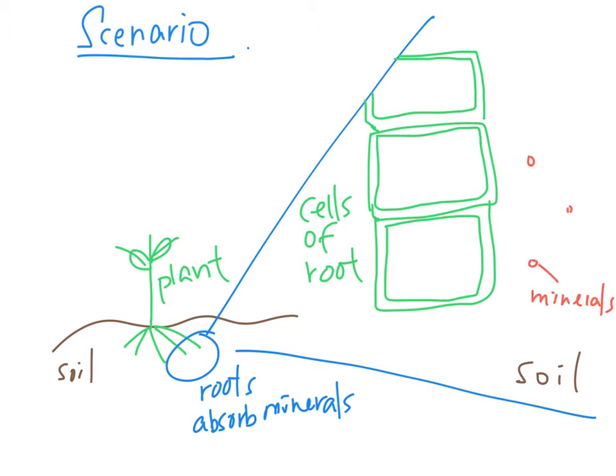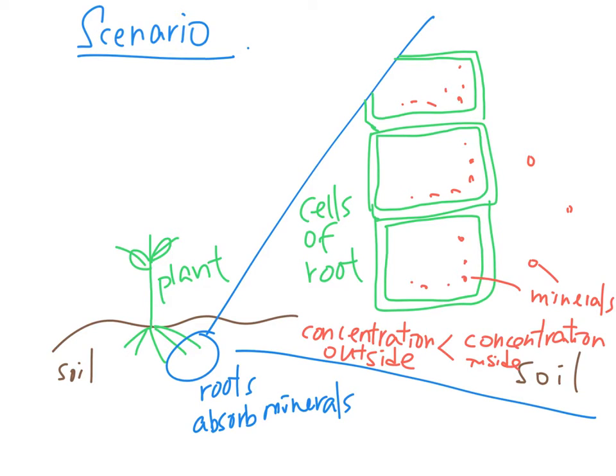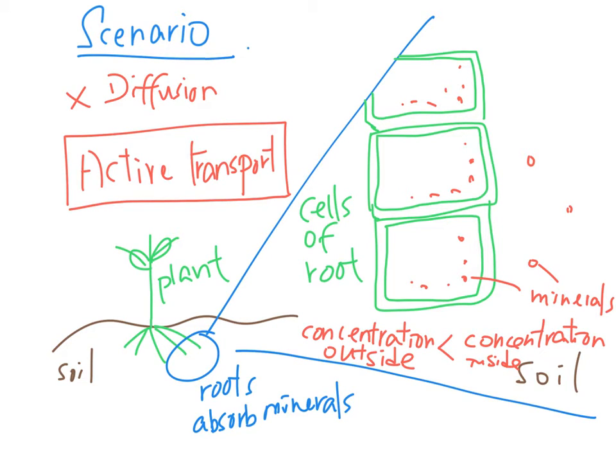We know that the mineral is found in the soil, but what if the minerals in the soil have a lower concentration than the minerals in the cells? When this is the case, we know that diffusion cannot help the plant to absorb minerals. So in this case, we will need active transport.